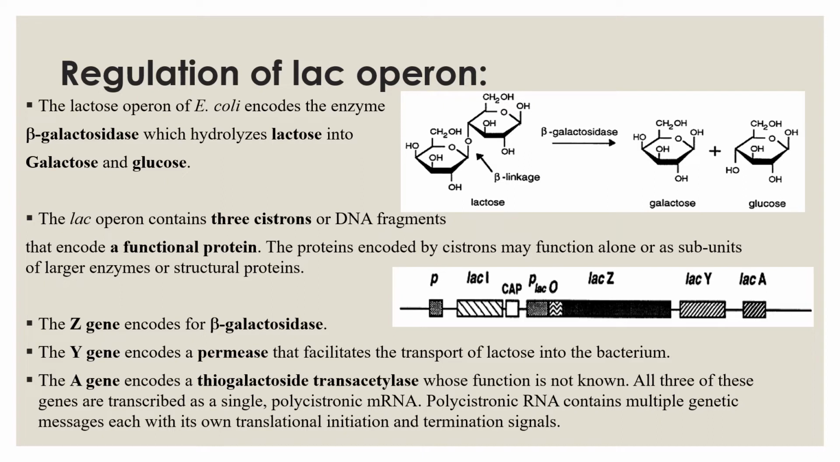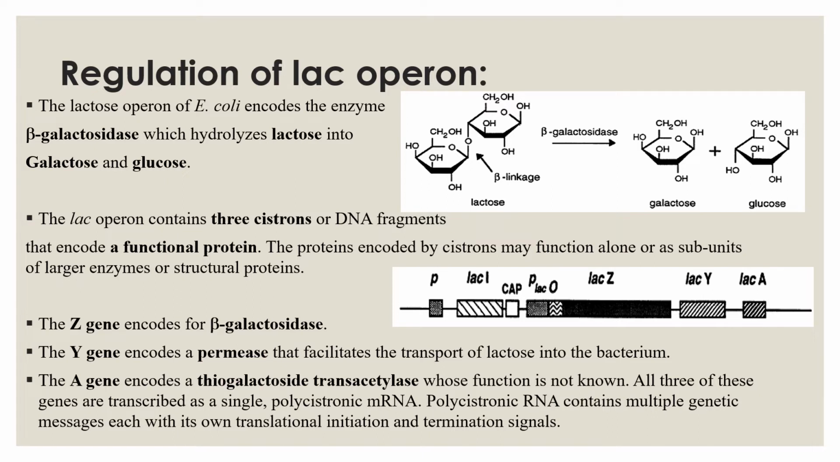The Z gene encodes beta-galactosidase. The Y gene encodes a permease enzyme, which facilitates the transport of lactose into the bacterium, whereas the A gene encodes a thiogalactoside transacetylase enzyme whose function is still unknown.